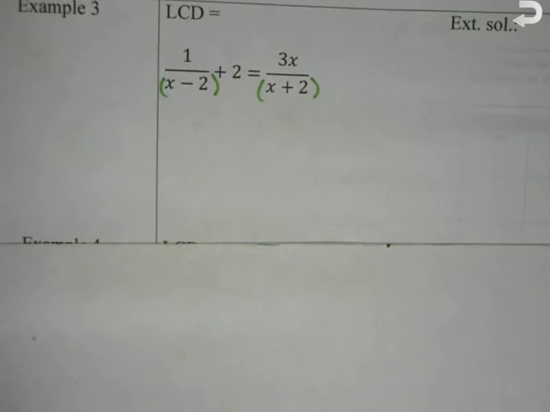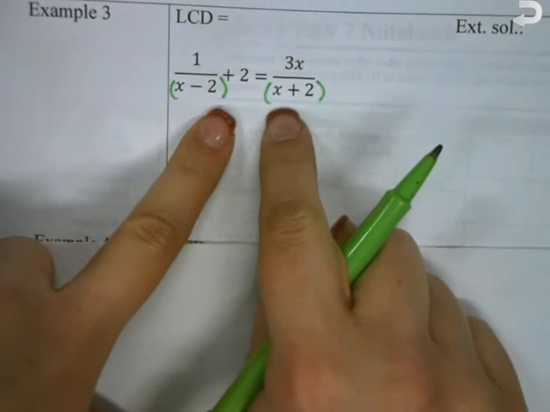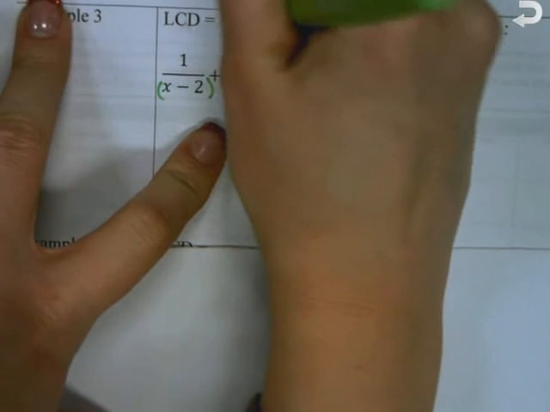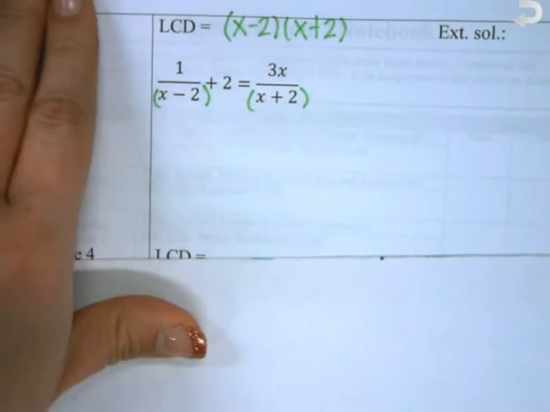You could, but we do want it all factored out because things are going to cancel. Because each of these denominators is as factored as it can be, we just multiply them together. So our LCD is x minus 2 times x plus 2. And we want to leave it factored so that when we multiply, things cancel. Okay? So we multiply every single term by that LCD.